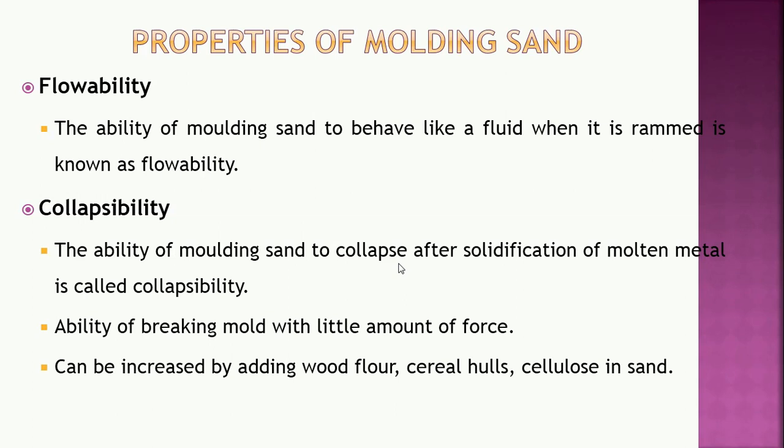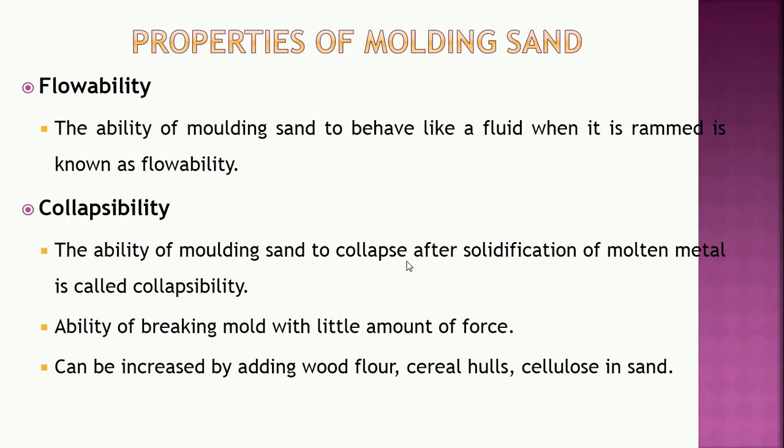After the solidification of the molten metal, the mold cavity must be easily broken down, and that ability is called collapsibility. Due to collapsibility, very little effort is required for the operator to break down the mold cavity. Please understand, this is very important. Now why do we have to break it? I told you in the last few lectures that the casting is removed from the mold cavity after its solidification by breaking the mold. We have to break the mold which is made up of sand, and after breaking we take the final casting out of that mold.